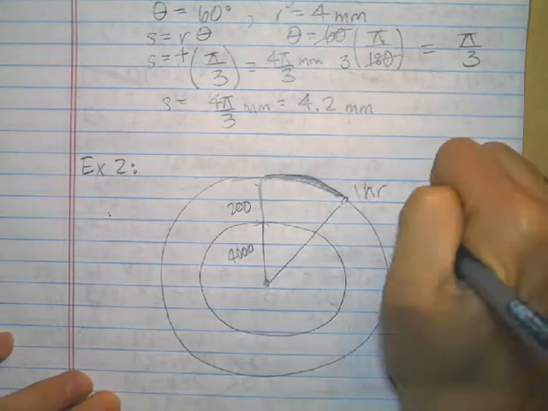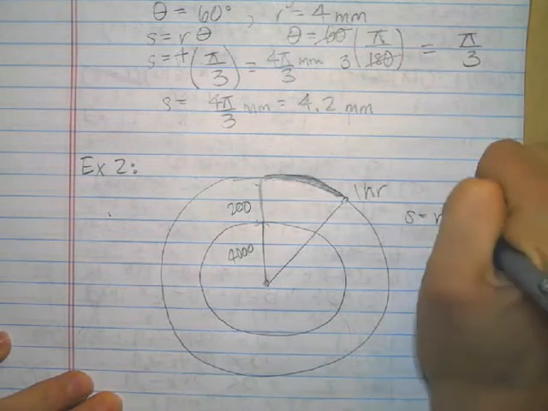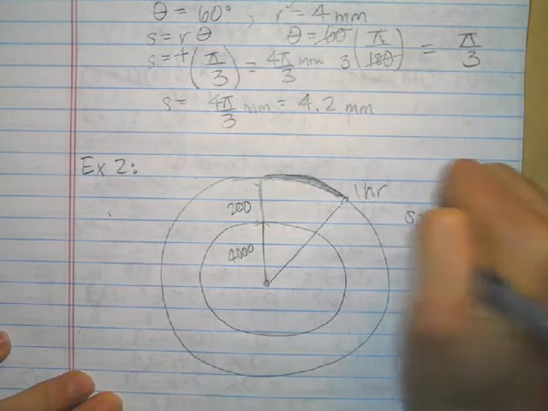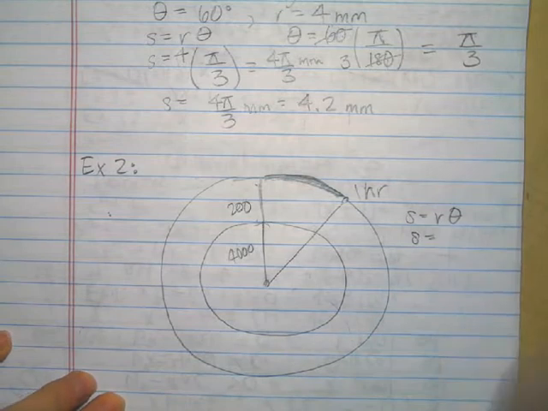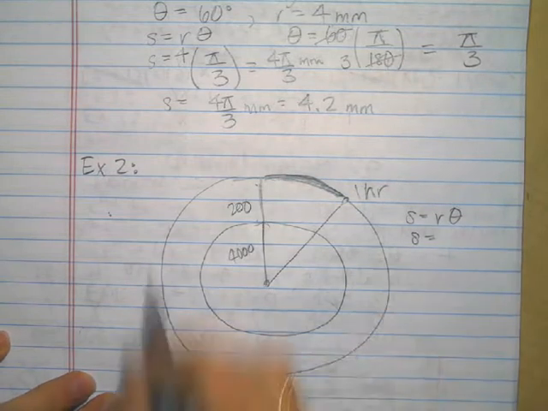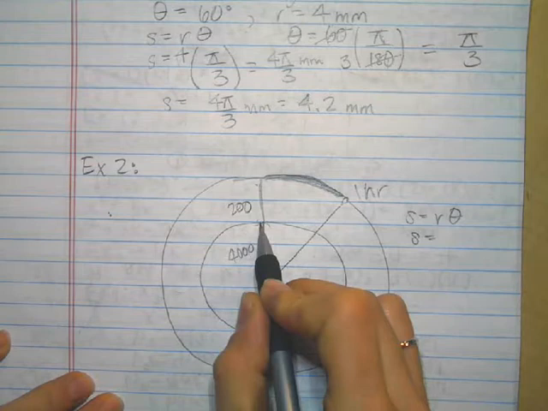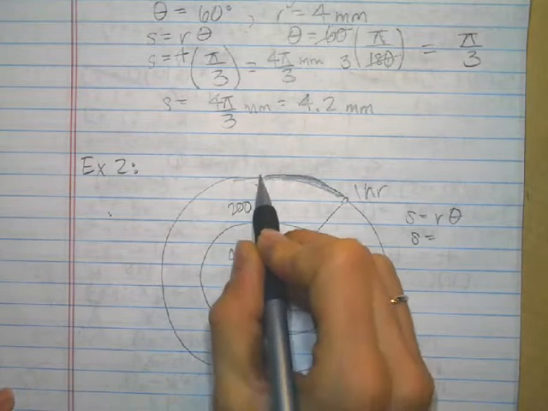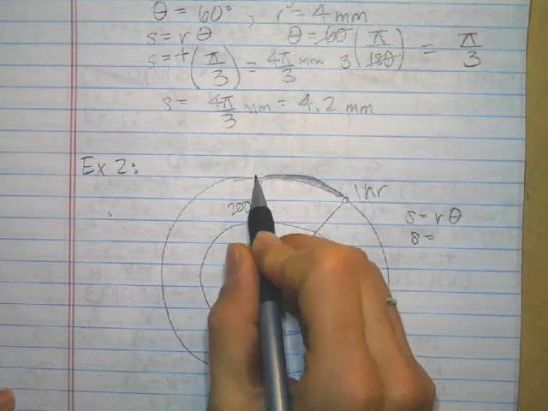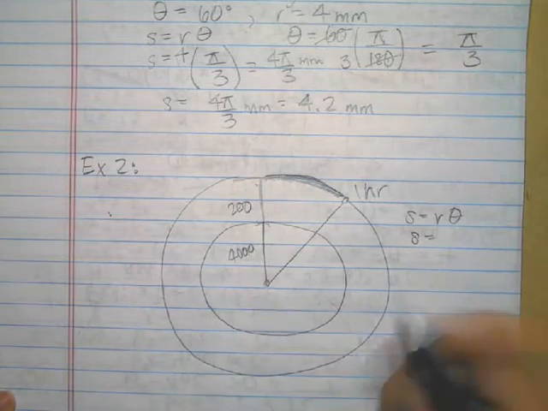So again, we're going to use S equals R theta. So we have S equals, and then the radius is, now we're talking about the big circle. So it's 4,000, the part of the Earth, plus 200, which is the part to the outside of the orbit. So that's 4,200.